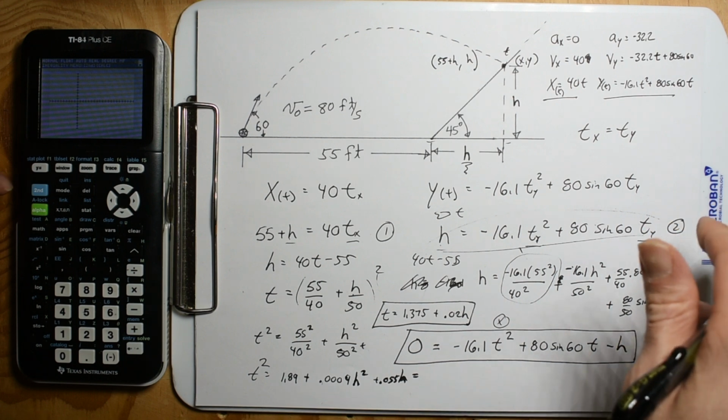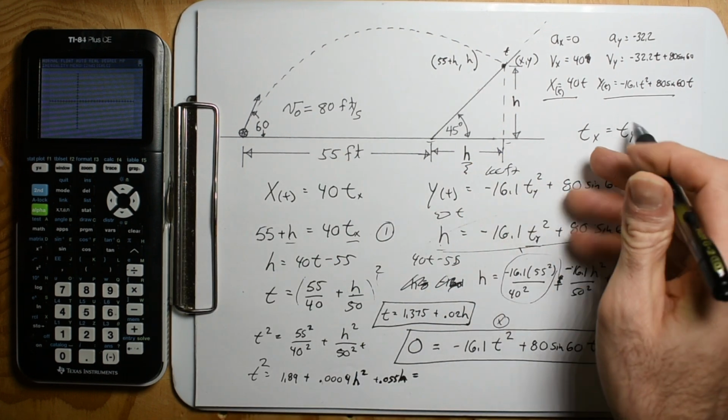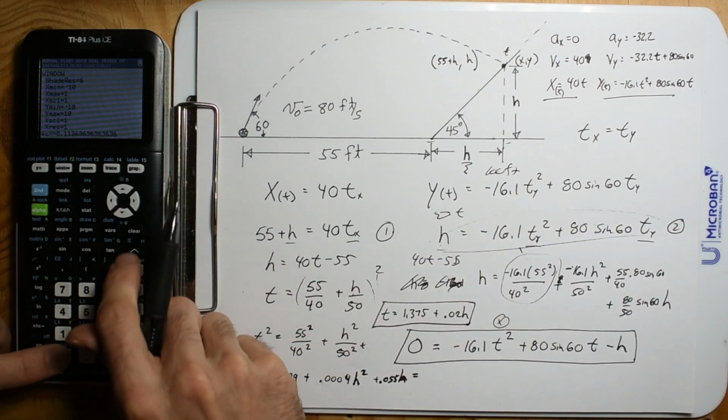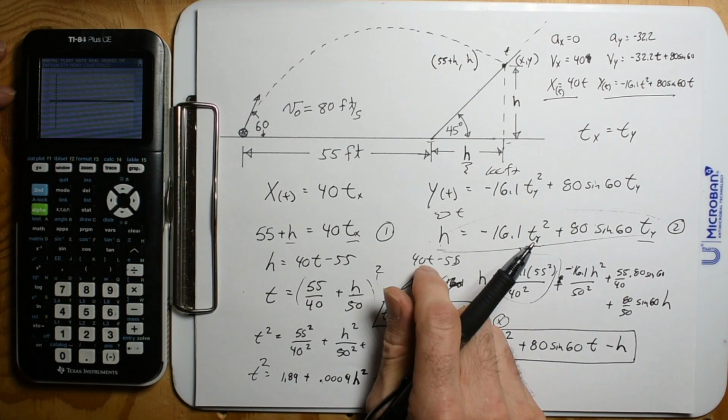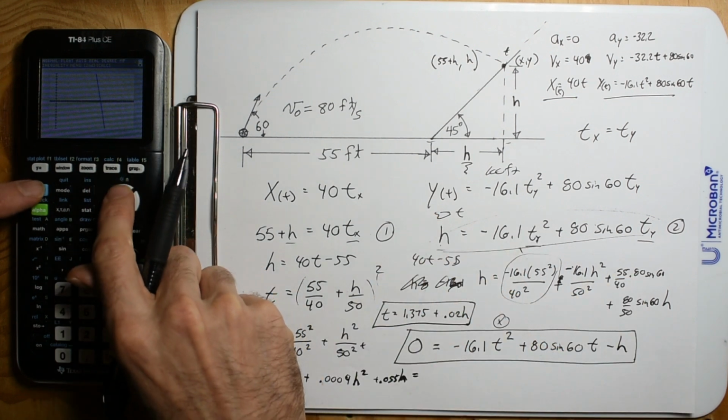H is going to be way out there. We already know it's going to be somewhere around 100 feet because this is part 2. We've already done this problem. So we're going to go to our window, crank x up to 120, and we should have that crossing. And we do.